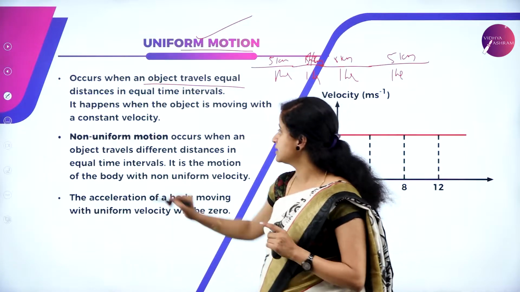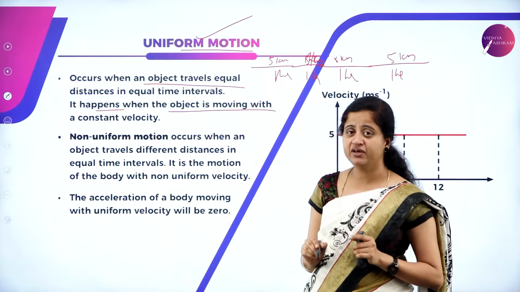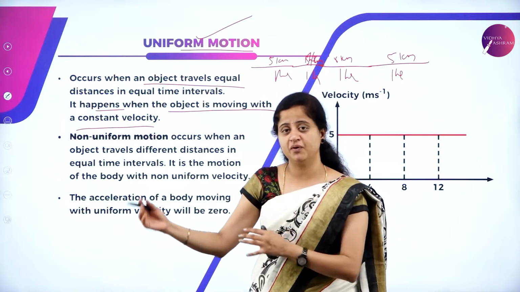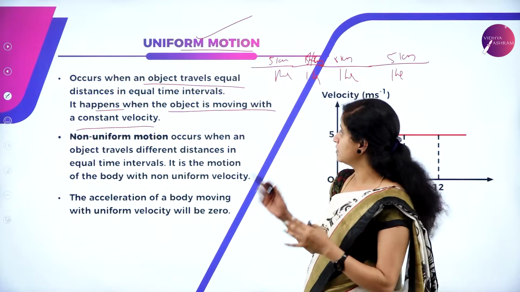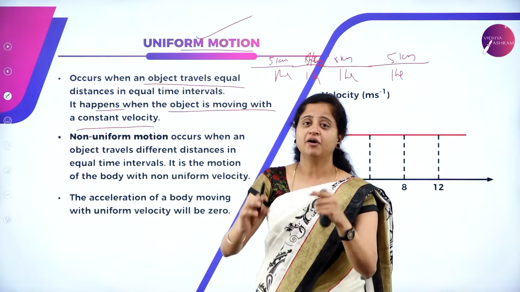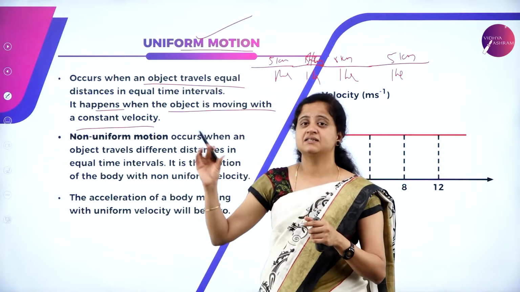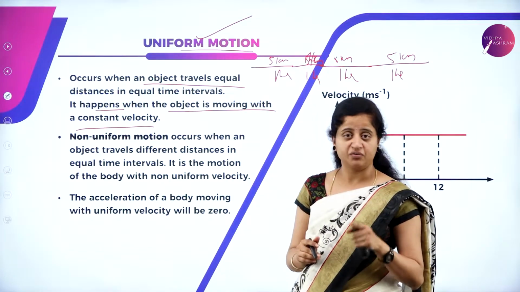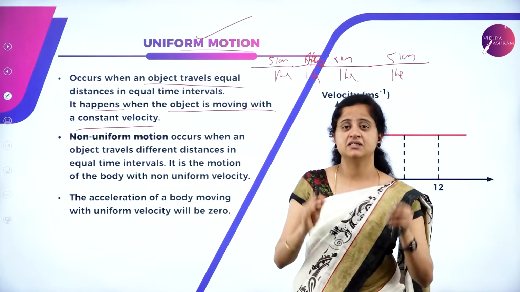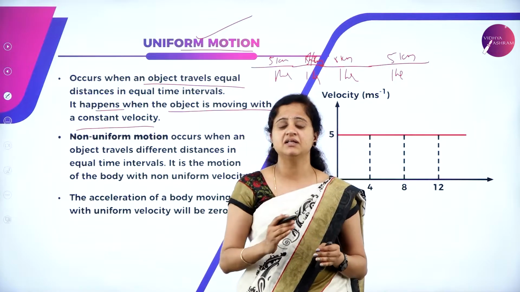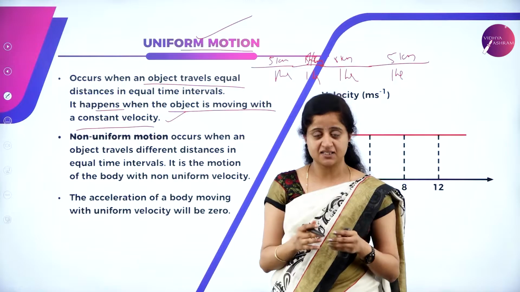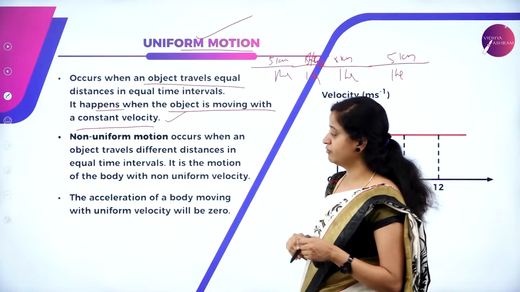When does it happen? It happens when the object is moving with constant velocity. If the velocity varies from point to point, then uniform motion is not possible, because if the velocity keeps on changing, the body can cover unequal distances in equal intervals of time. That is not uniform motion. Uniform motion is when an object travels equal distances in equal intervals of time with constant velocity.